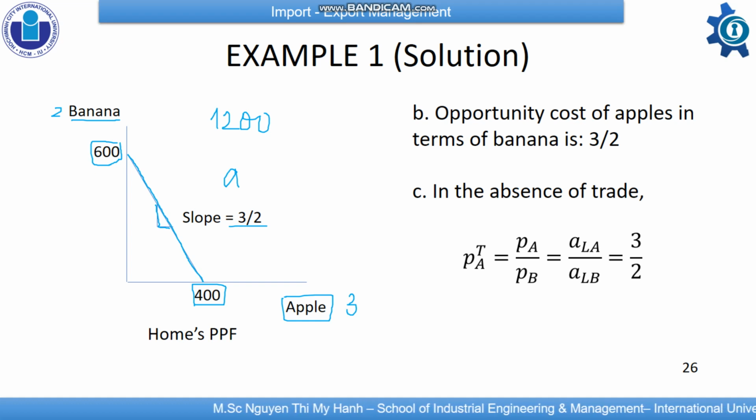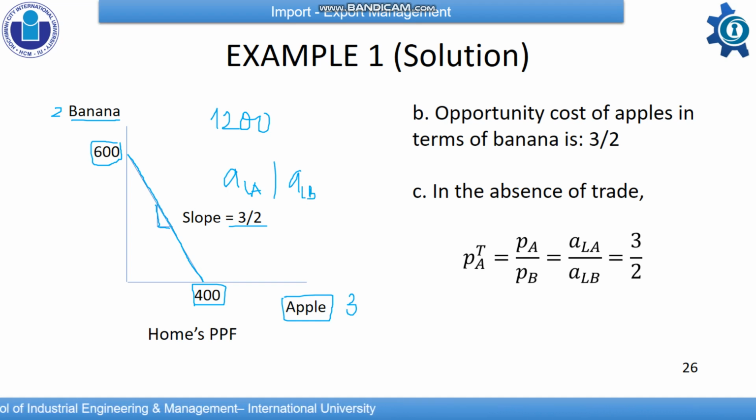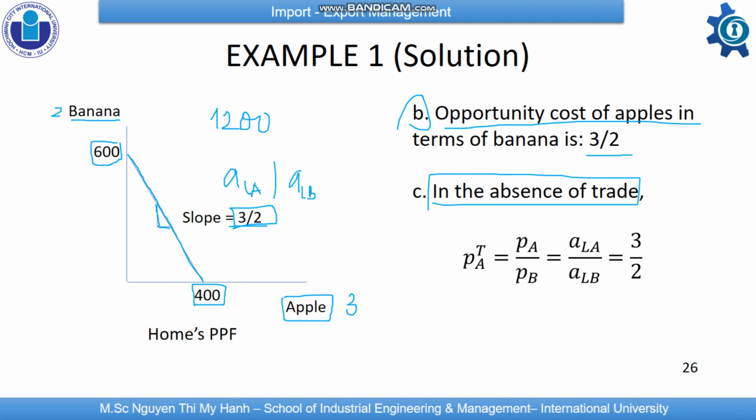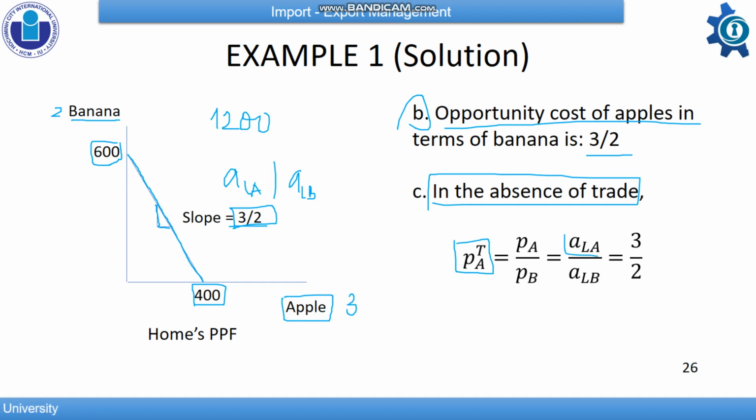That is aLA, apple, divided by aLB, banana, that is 3 divided by 2. And I just answered for you question B, that is the opportunity cost of apples in terms of banana is 3/2. And if there is no international trade, the relative price of apple in terms of banana will be equal to the relative unit labor requirement of apples in terms of banana, that is also equal to 3 divided by 2.